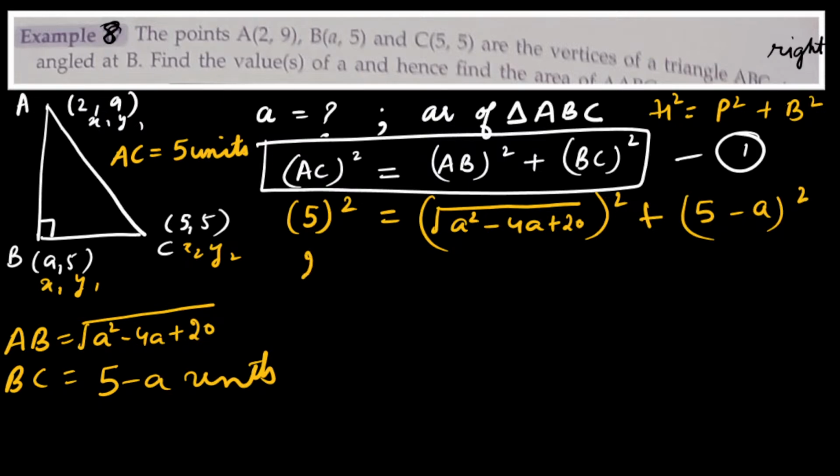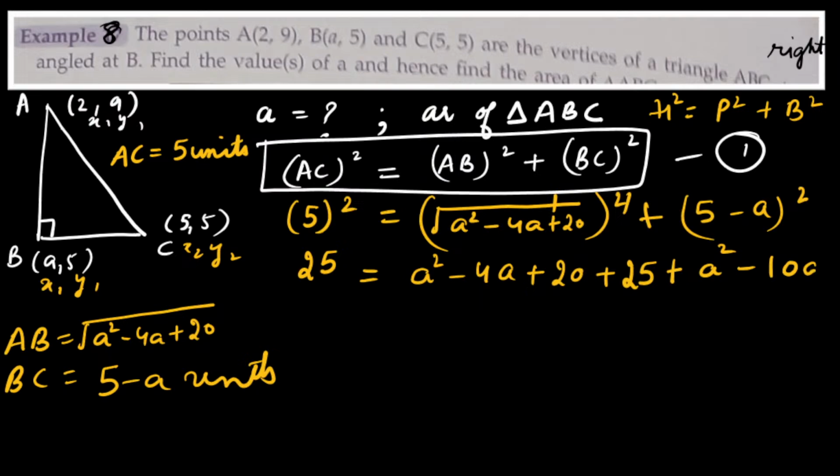So 5 square is 25. This is equal to, here root and square will get cancelled, so we'll get A square minus 4A plus 20. Here again A minus B whole square we have to apply, so this I am going to apply directly. So 25 plus A square minus 10A.